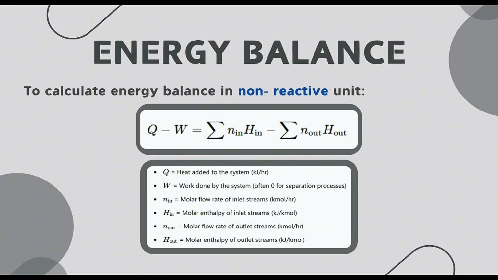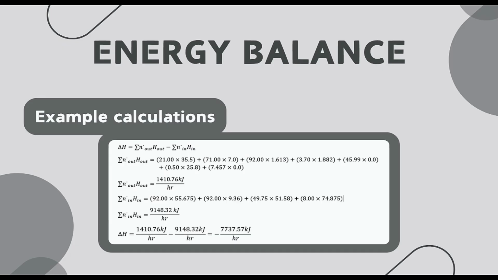In such operations, the total energy entering the system must equal the total energy leaving it, ensuring no accumulation. By applying the first law of thermodynamics, we account for different forms of energy, including heat and work, to ensure accurate process control. An example calculation is provided to illustrate this principle in action. In summary, mass and molar fractions help determine component distribution, while energy balance ensures efficient operation in separation units. Mastering these concepts is crucial for process optimization in chemical engineering.